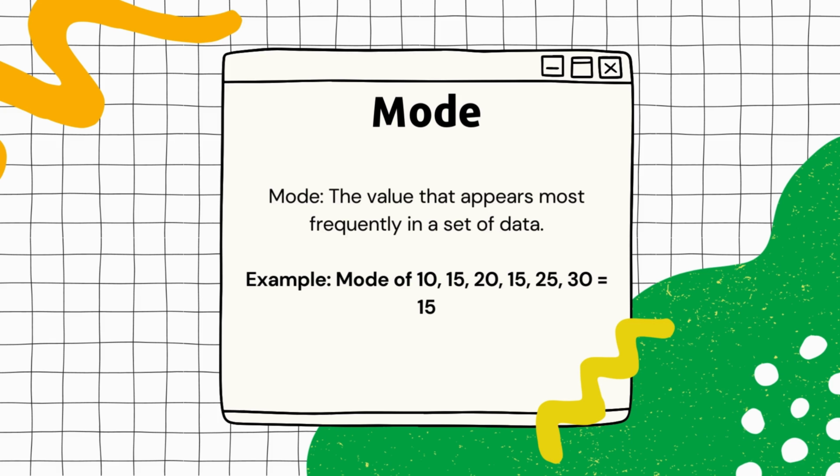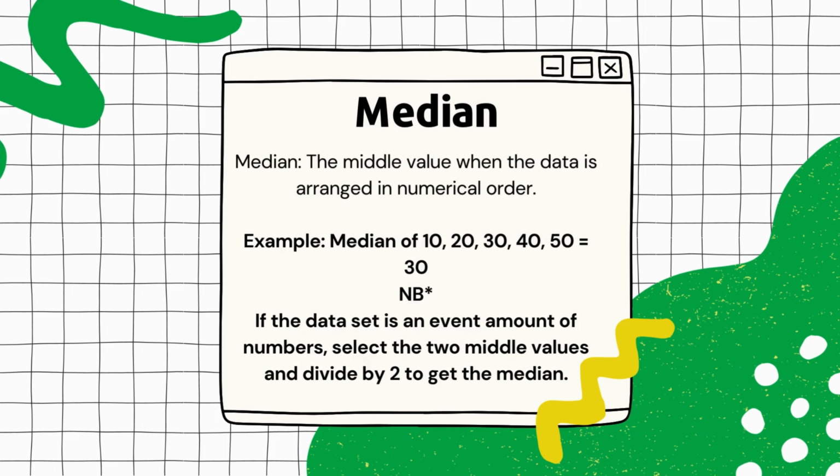For mode, it's very simple. You simply look out for the number that appears the most in the value set, and in this one, it would have been 15. Moving on to our median.